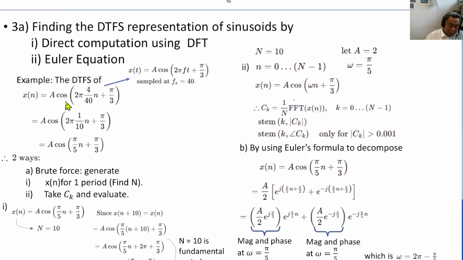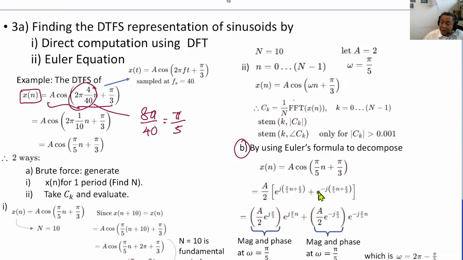We are given this equation xn. Xn is expressed with the amplitude of A and omega at 8 pi divided by 40. If you simplify, basically this is pi over 5. So it is a cosine at pi over 5 radian per sample with a phase shift of pi over 3 and an amplitude of A. Let's use Euler's equation first.